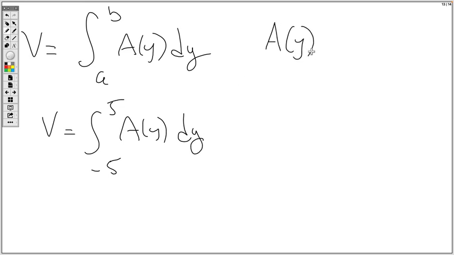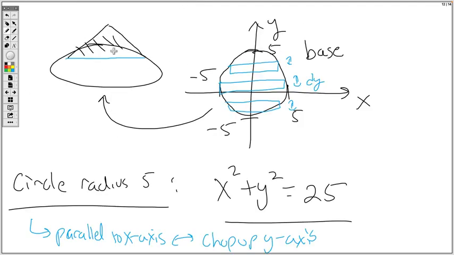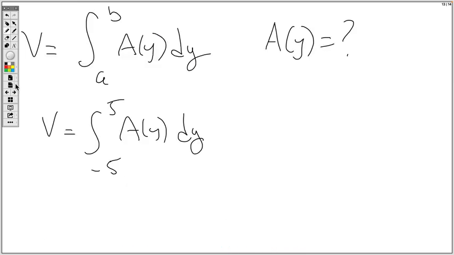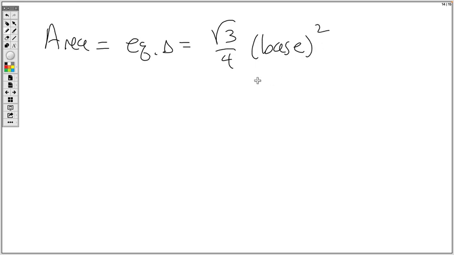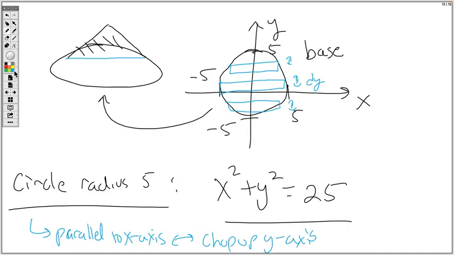And so I got to figure out what's A of y. So once again, what am I growing from the base? I'm growing up what? Equilateral triangles. Okay? So I know that the area of an equilateral triangle is root 3 over 4 times the base squared. We all cool with that? Right? That's the formula we derived just a little bit ago. So going back to our picture here, this is what we're growing. So this is the base.